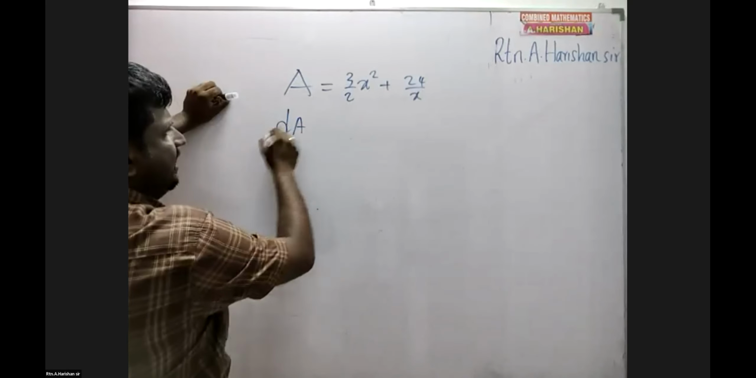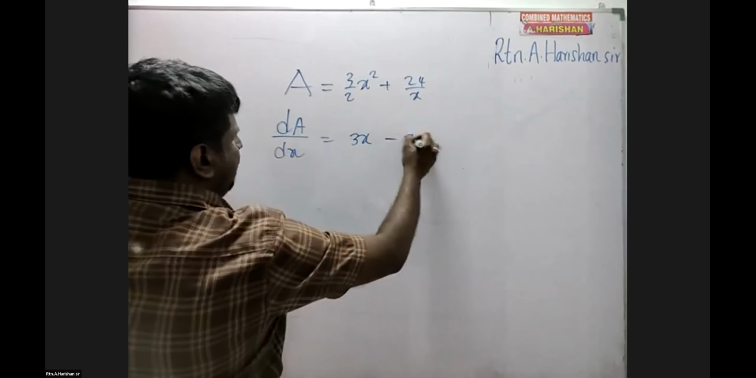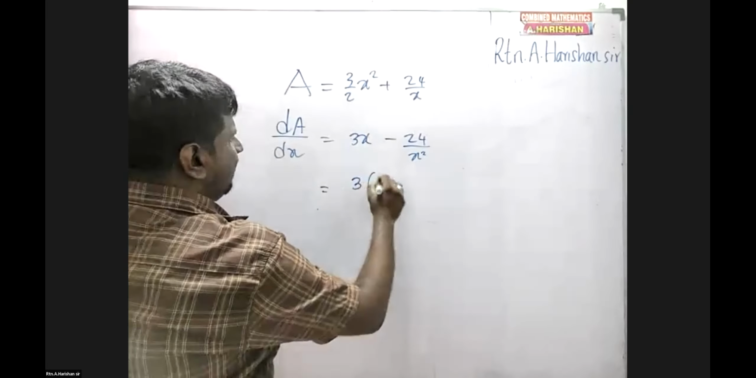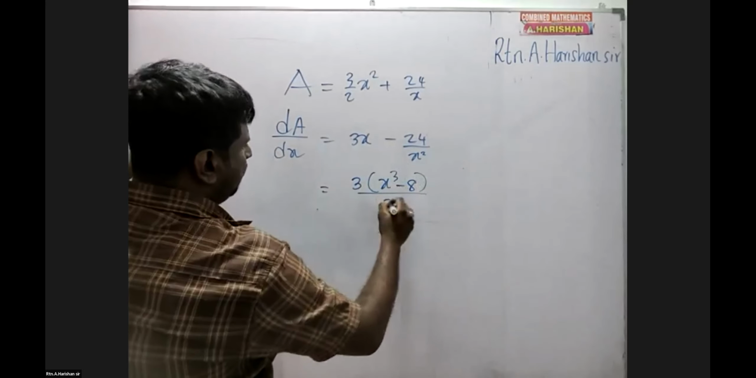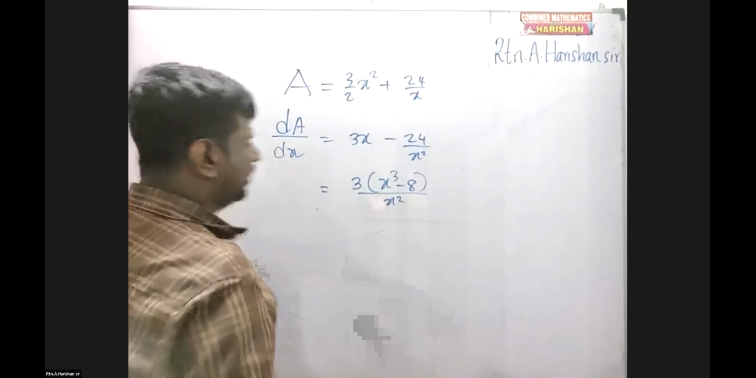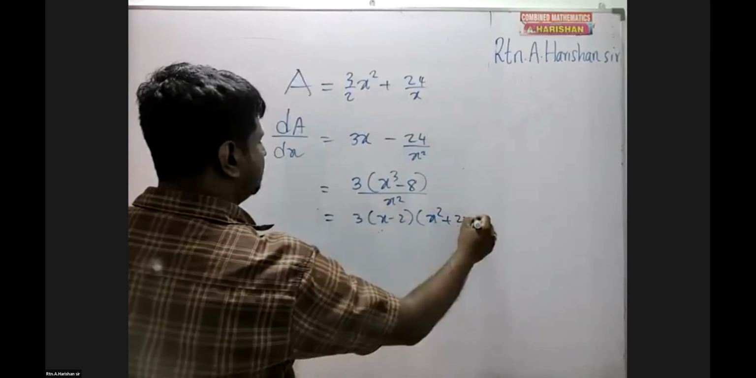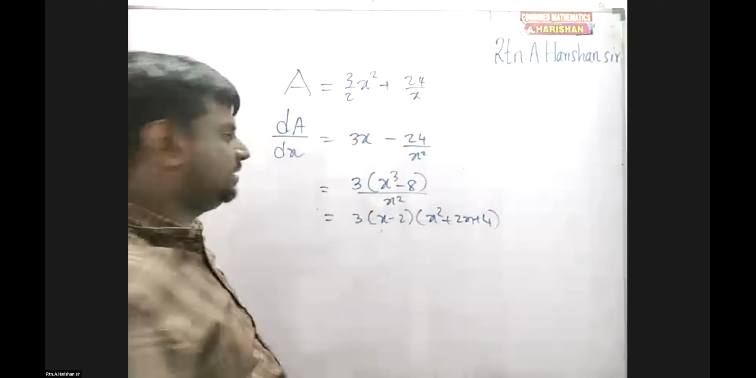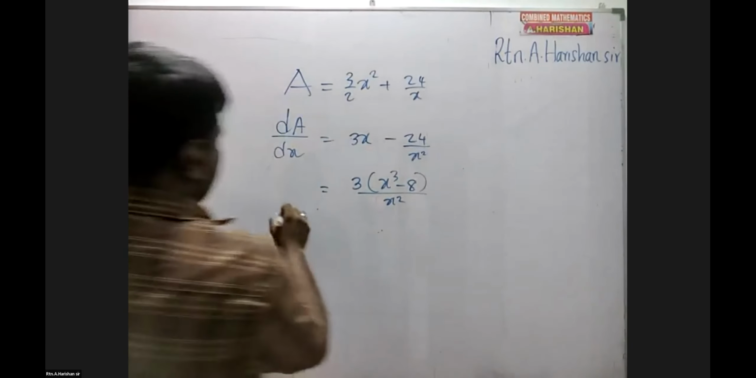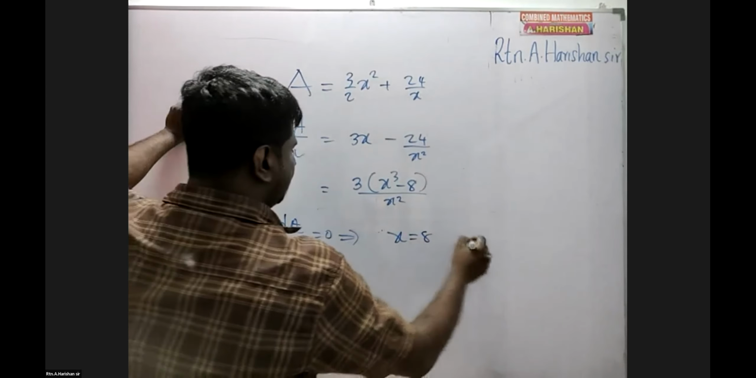If you differentiate that, dA by dx is 3x minus 24 by x squared. If you factorize that, take the 3 out: x cubed minus 8 over x squared. You know x is greater than 0. You can factorize further as x squared plus 2x plus 4, but you don't need to. Because x is the length, x is greater than 0. So if dA by dx equals 0, that implies x cubed equals 8, x greater than 0.